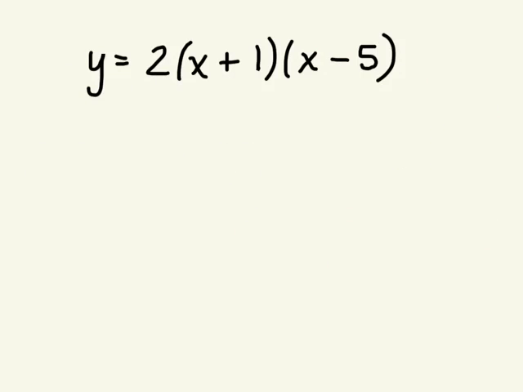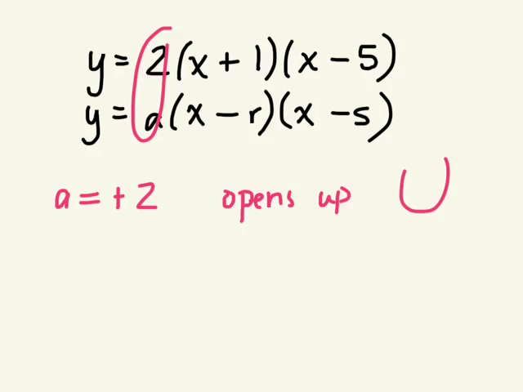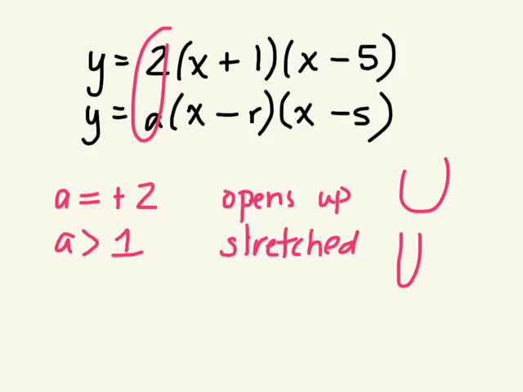We know that this equation is written in factored form, which is y equals a times (x minus r) times (x minus s). So what is our a value in this equation? What does this tell me about the parabola? If a is positive 2, what can you tell me about this parabola without graphing it? It opens up. Good. So it's going to look like this. And is it going to be stretched or compressed? Because a is a number that's greater than 1, we did this yesterday, it's going to be stretched, which means it's going to be skinnier than the parent function, okay?